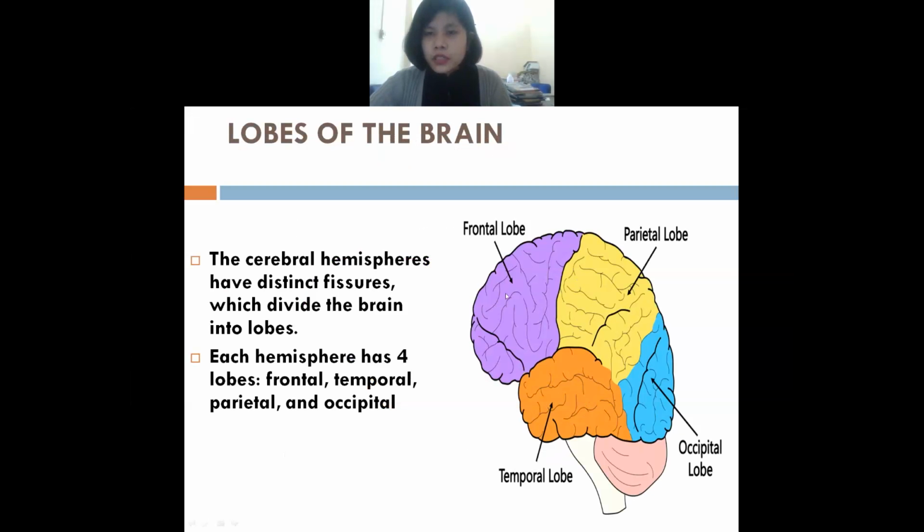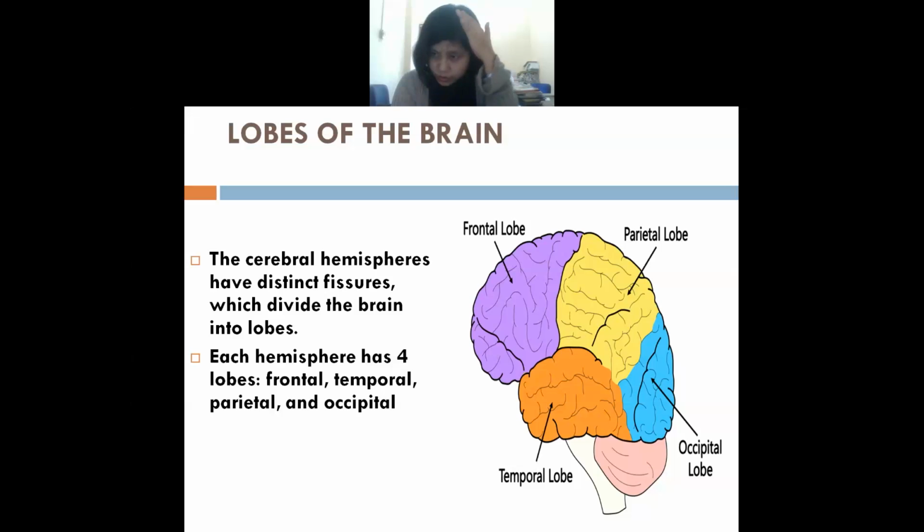ओके, सो द सेरेब्रल हेमिस्फीयर, इट इज डिवाइडेड इनटू व्हाट? इनटू लोब्स. लोब्स मींस व्हाट? पार्ट्स. सो इट हैज गॉट फोर लोब्स. द फर्स्ट वन इज फ्रंटल लोब. फ्रंटल लोब इज हियर. वी हैव वन फ्रंटल लोब. नेक्स्ट वन इज व्हाट? टेम्पोरल. टेम्पोरल इज टू.